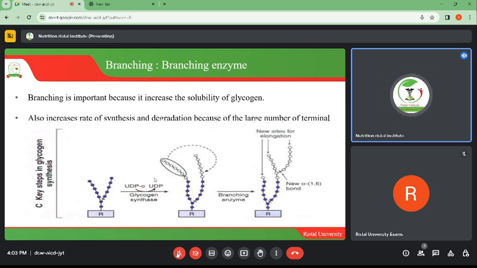So the branching here is done by branching enzymes. The branching basically means you form some branches. Branching is important because it increases solubility, like I mentioned before, and also increases the rate of synthesis and degradation through the large number of terminals. So this can make it so easily broken down, just like you have seen in this illustration. And on the right hand side, on the first image there, we are having the first branching around, then the UDP here continues.